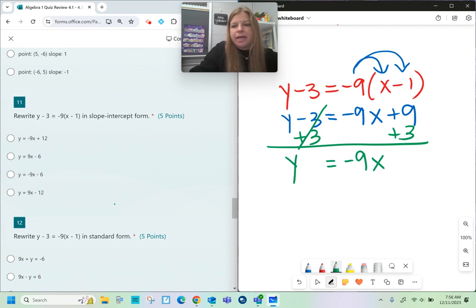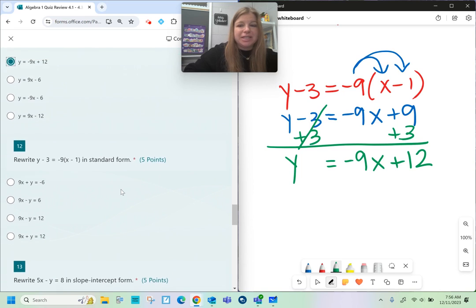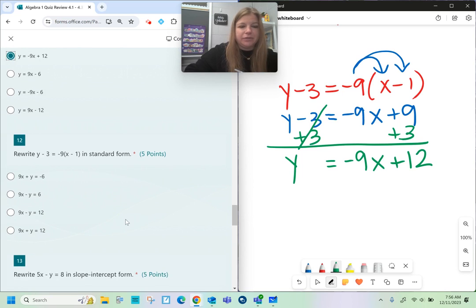Y equals negative 9x plus 12. It's perfectly in slope-intercept form. Beautiful. The next question is actually the exact same problem as above, but it's asking for it in standard form.